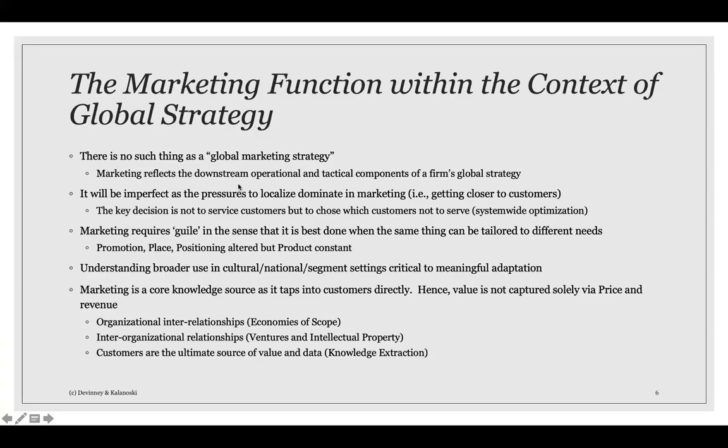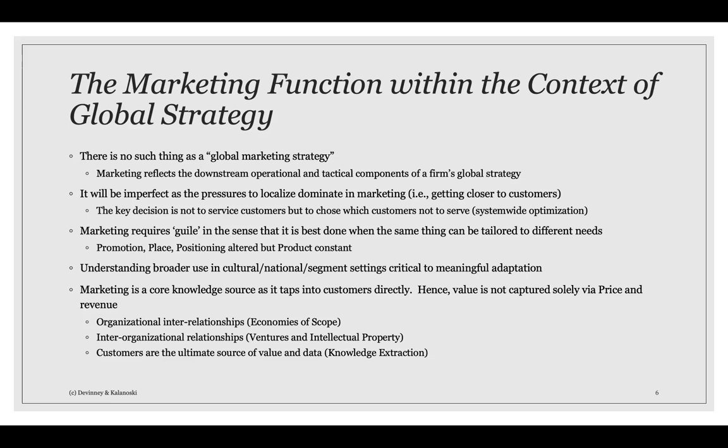Now, if you look at the marketing function within this, there are a number of things to keep in mind. I tend to not like the term marketing strategy, so I tend to refer to it as marketing function, or the tactical aspects of marketing. But there are a couple of points here. There's no such thing as a global marketing strategy. It effectively reflects downstream operational and tactical components of a firm's global strategy.